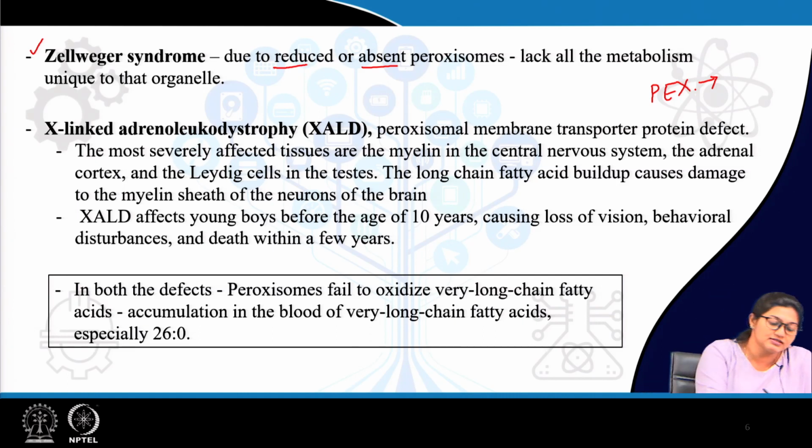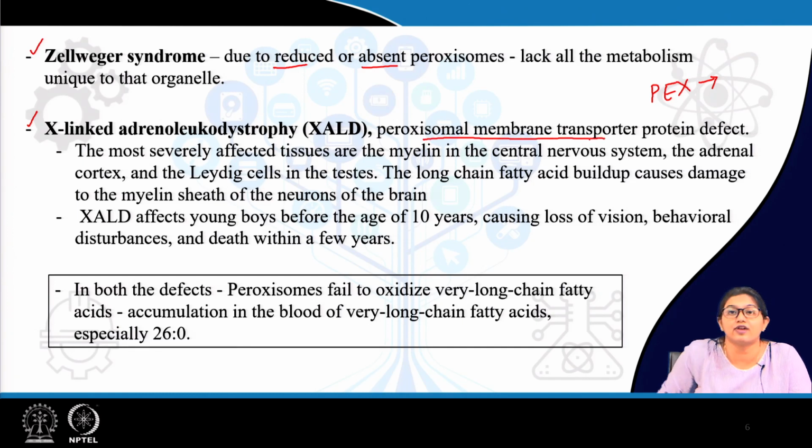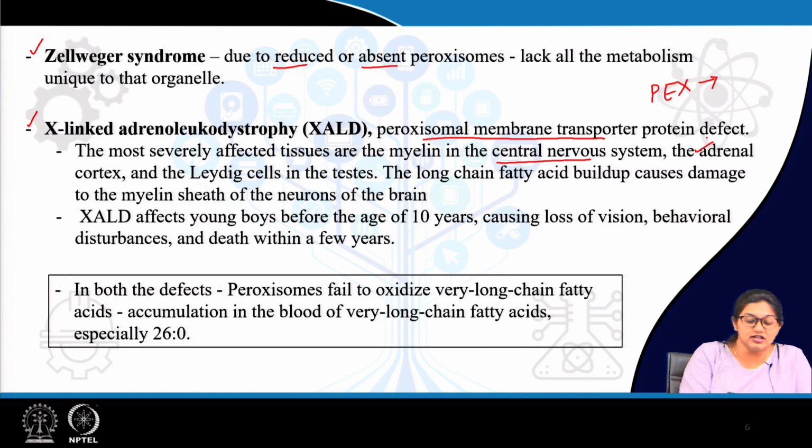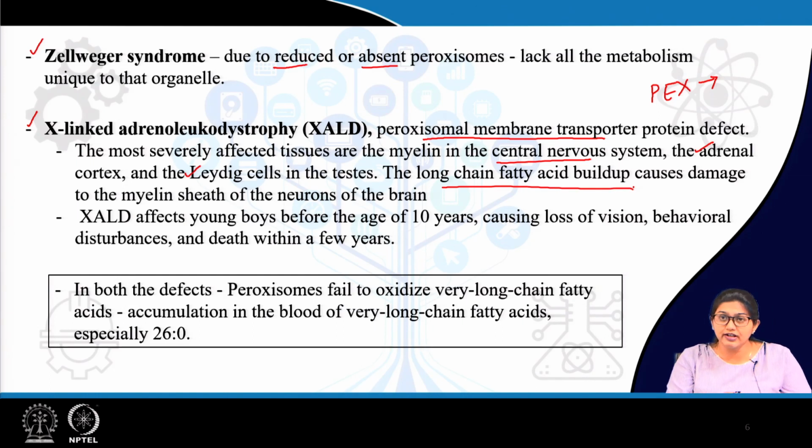Then there is another disease, adrenoleukodystrophy. Sometimes we call it X-linked adrenoleukodystrophy because the defect or the mutation is related to the X chromosome. Now, the defect lies in a peroxisomal membrane transporter. Those membrane transporter proteins located in peroxisome are mostly carrying the branched or long chain fatty acids. So, the tissues which are mostly affected are the central nervous system, where those long chain or branched chain fatty acids are synthesizing the myelin sheath. So, basically myelin sheath formation is affected, then the adrenal cortex and Leydig cells of the testis are also affected. What is the fate? The long chain fatty acids accumulate, and those long chain fatty acids cause damage to the myelin sheaths.